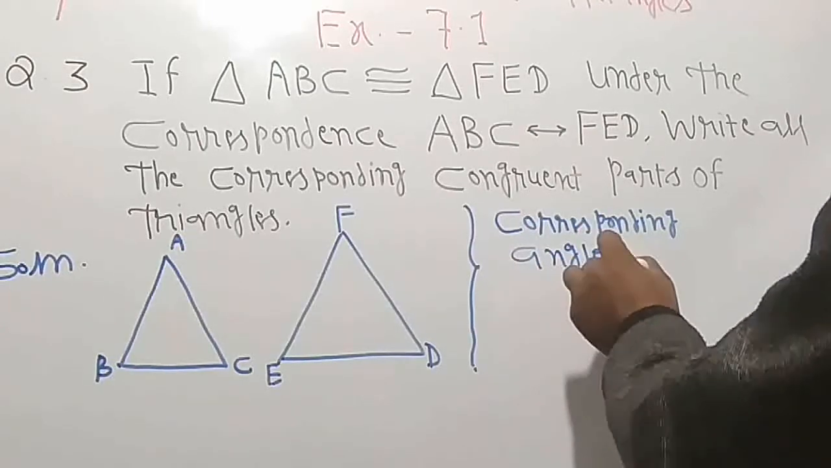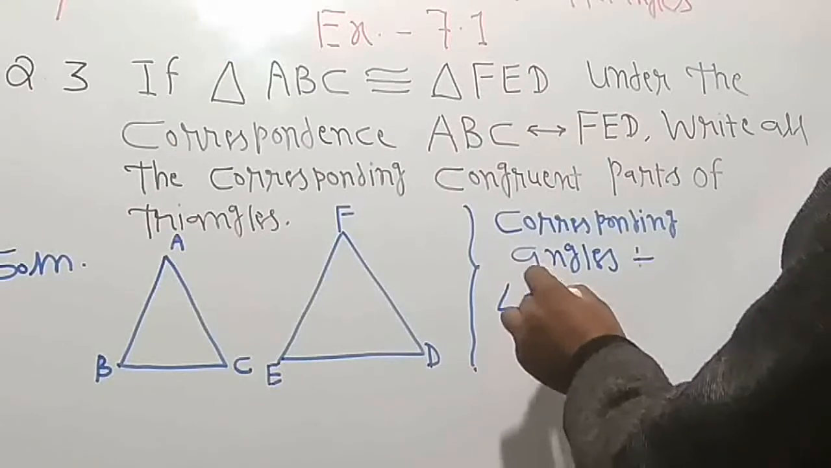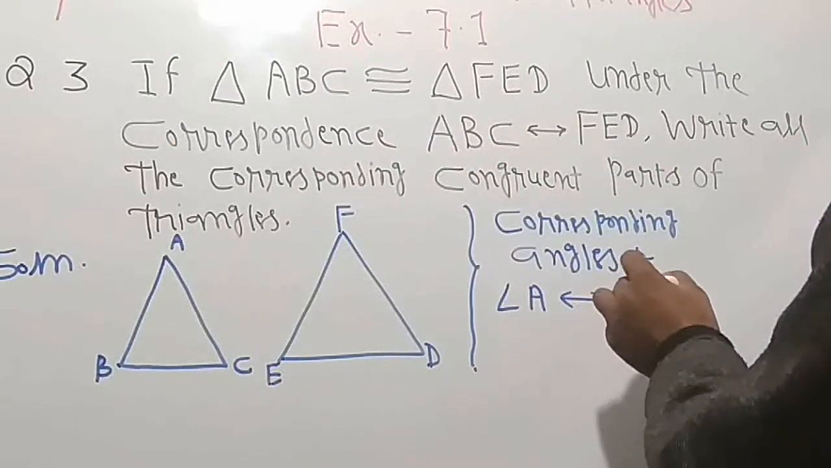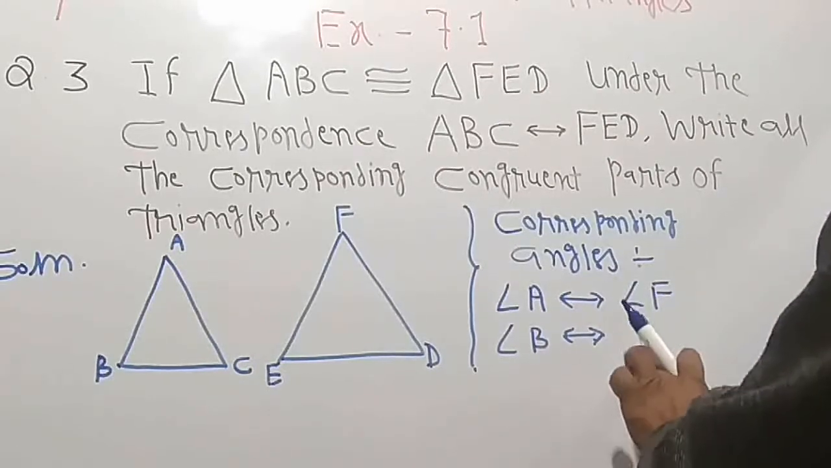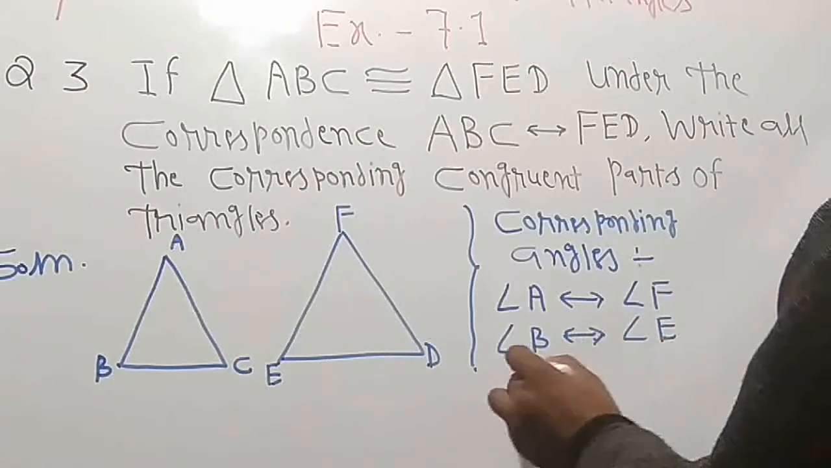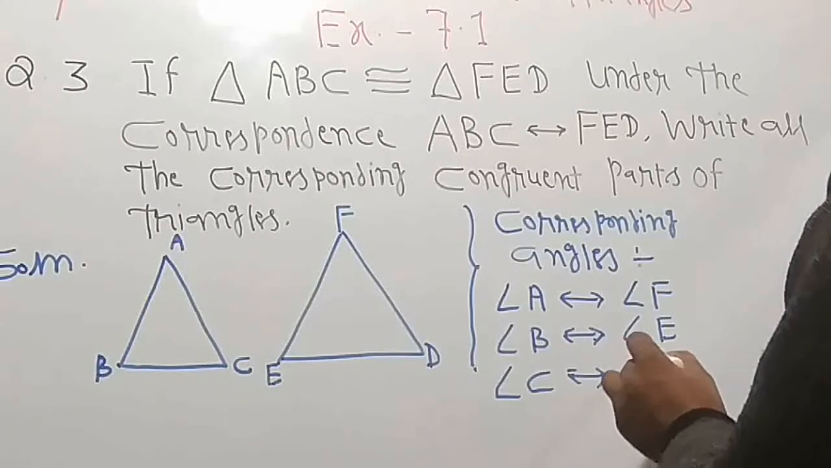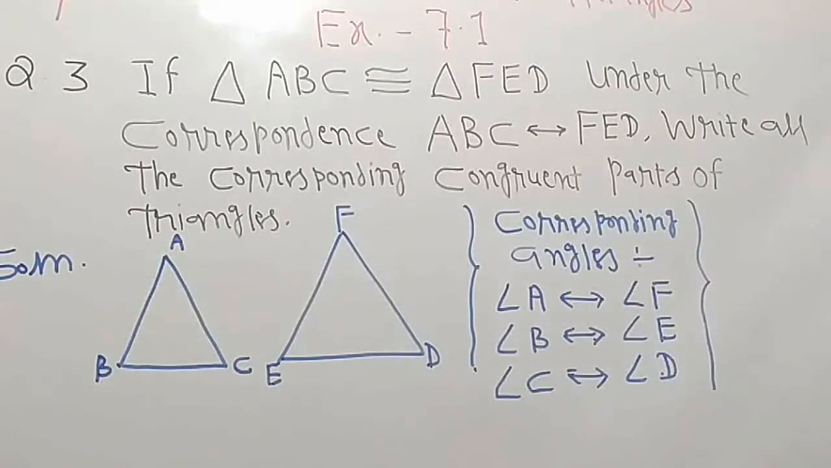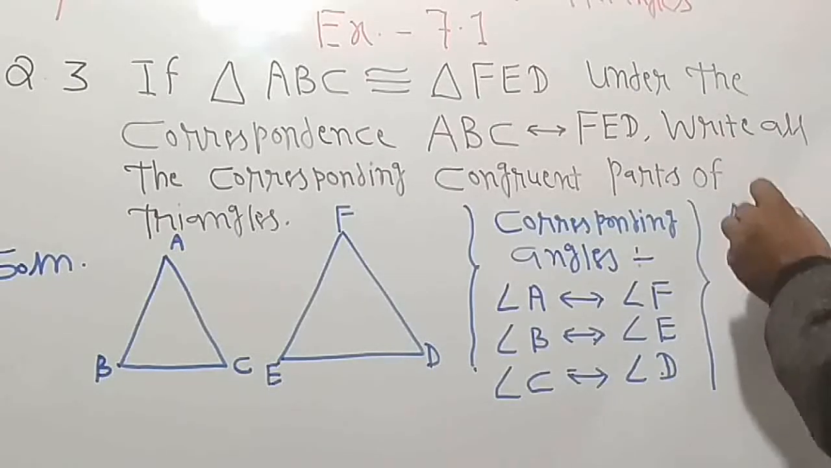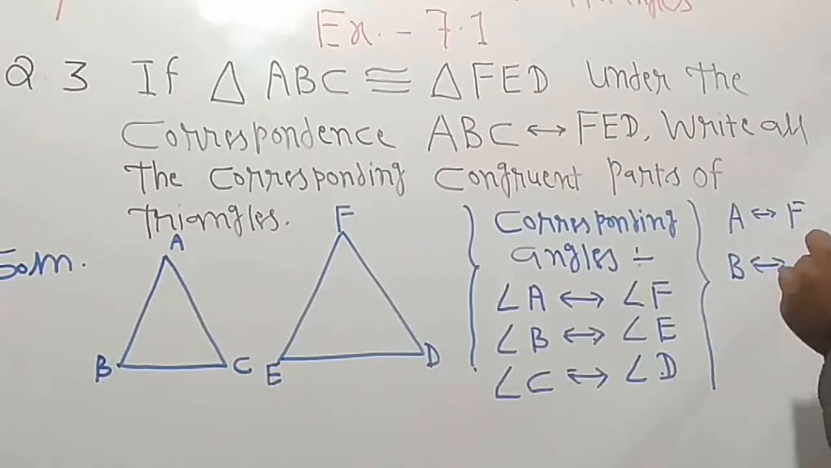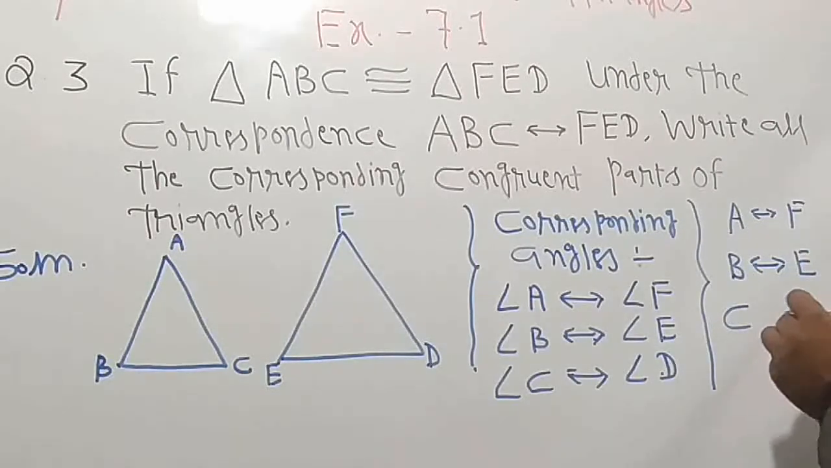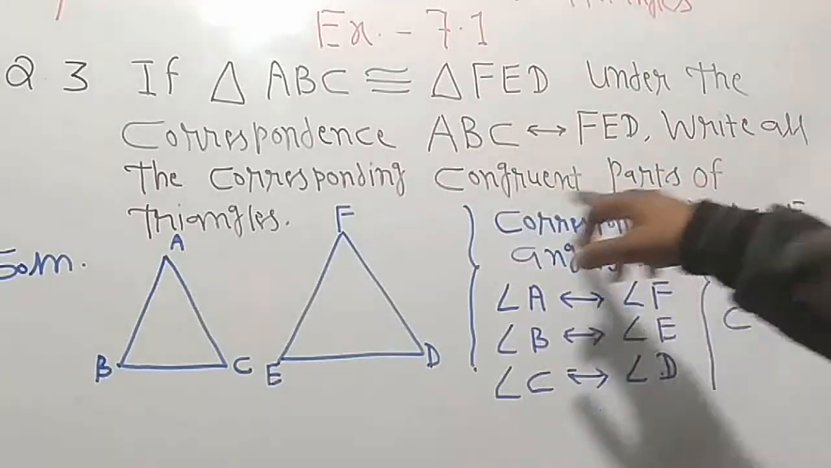Corresponding angles are angle A is corresponding to angle F, angle B is corresponding to angle E, and angle C is corresponding to angle D. It means if all the vertices, all the sides and all the angles are corresponding, then A is corresponding to F, B is corresponding to E, and C is corresponding to D. These are the corresponding congruent parts of these triangles.